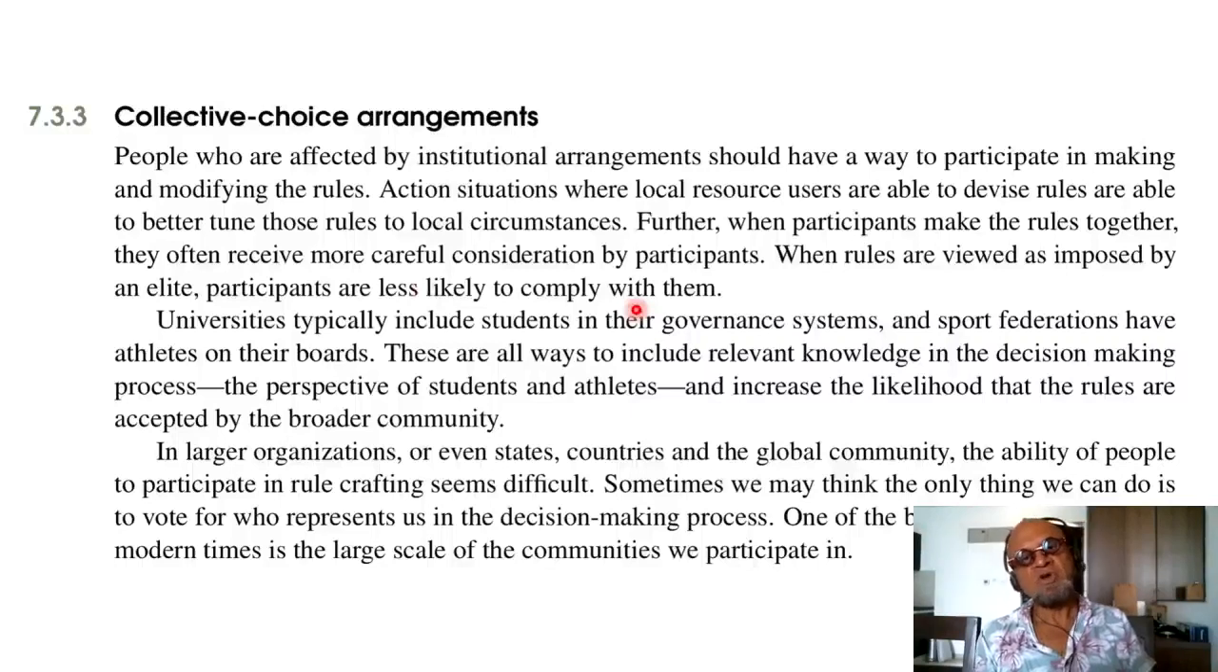Then there is a lot of work on how a small group of elites can try to control the system, and then how actually a few ignorant stakeholders can put up barriers that actually make it harder for the elites to hijack the system. Okay, universities typically include students in their governance systems, and sport federations have athletes on their boards. These are all ways to include relevant knowledge in the decision-making process, the perspective of students and athletes, and increase the likelihood that the rules are accepted by the broader community.